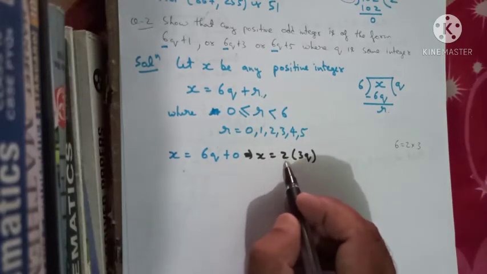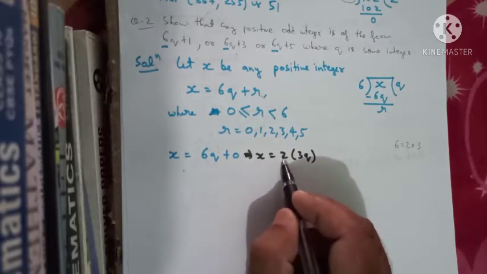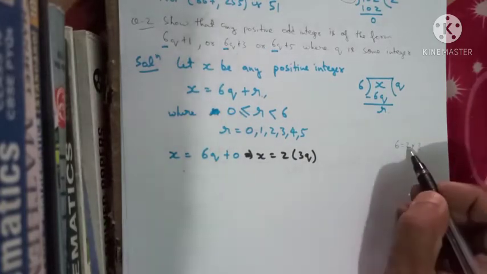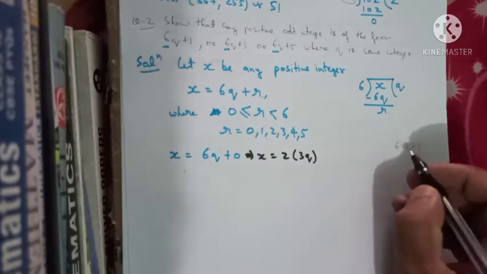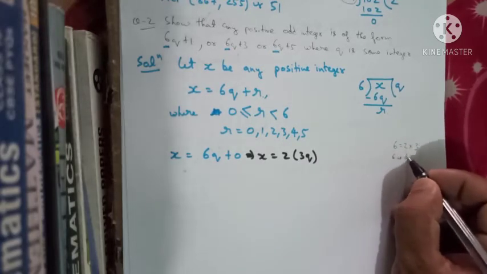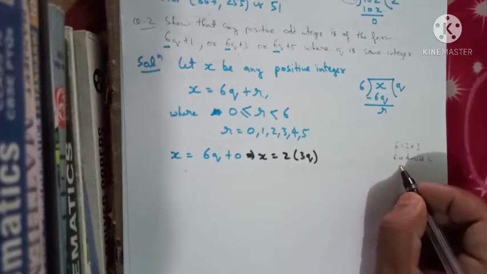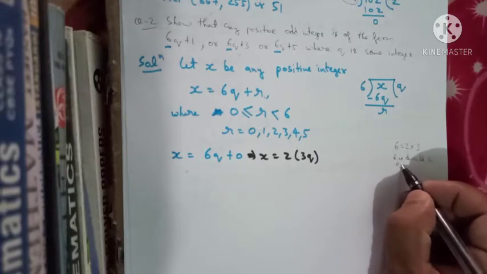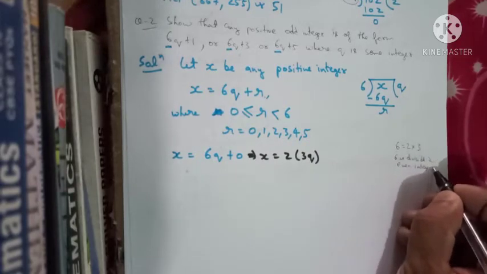Similarly here it is indicating that 2 is a factor of x and 3q is a factor of x, and x is a multiple of 2 and 3q. And if it is so, we can also say that 6 is divisible by 2. And if 6 is divisible by 2, we know that all the numbers which are divisible by 2 are even integers. Are you getting this?